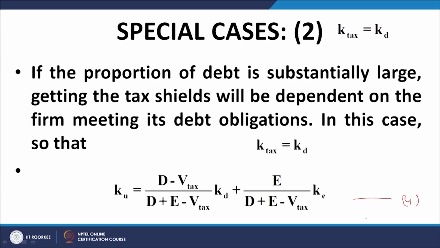The second situation is when the company has a substantial amount of debt, and therefore the regularity or otherwise in meeting the obligations to the lenders would determine the realization or otherwise of the interest tax shields. In other words, if there is no default in the payment of interest and repayment of debt capital, then the tax shields would also be realized, and vice versa. Then we can approximate K tax by the cost of debt, in which case we get the expression for the unlevered cost of equity as equation number 4.